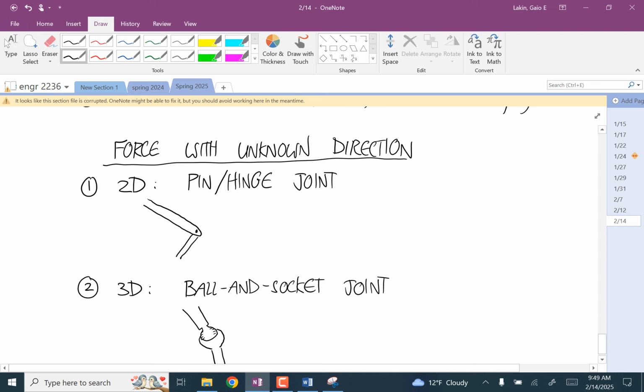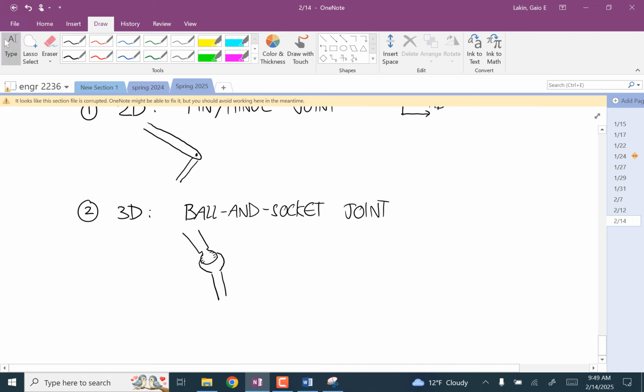So in 2D, this hinge joint applies a two-dimensional force like this, and we'll use the subscript notation for it. And in 3D, a ball and socket joint just has a third dimension on it, and you'd represent it the same way, except it has 3 components now instead of 2.